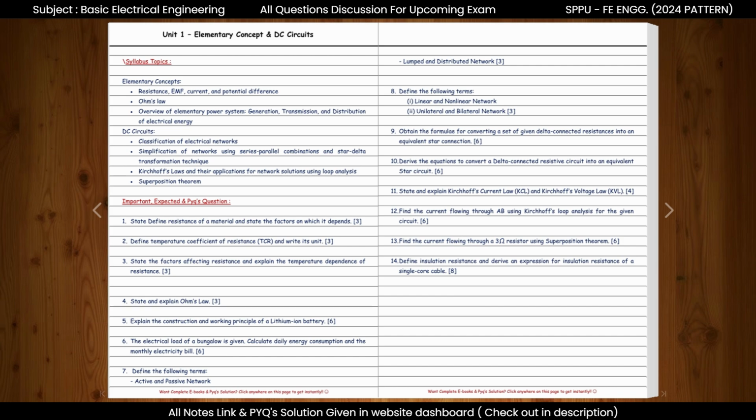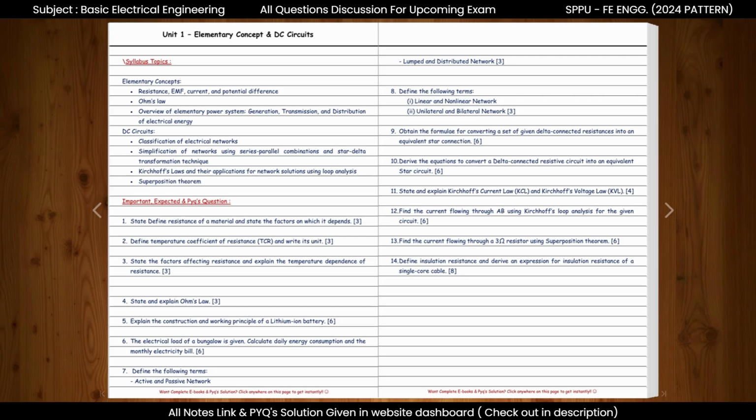Alright, let's move on to our next important topic: lithium-ion battery. From this topic, we can expect questions such as explain the construction and working principle of a lithium-ion battery. A lithium-ion battery has two electrodes: a positive electrode made of lithium compound and a negative electrode usually made of carbon. An electrolyte allows lithium ions to move between the two electrodes during charging and discharging. When the battery charges, lithium ions move from the positive to the negative electrode and store energy. During discharge, they flow back to provide power to devices.